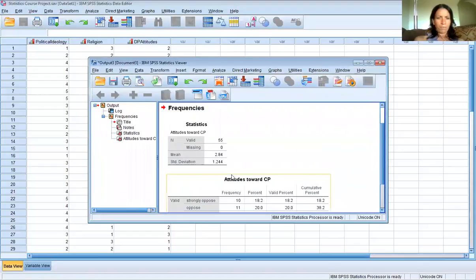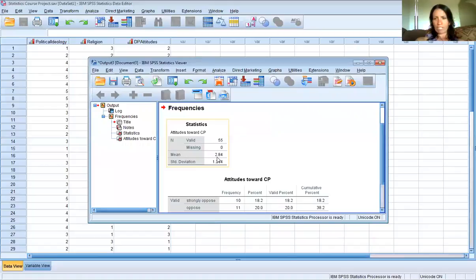Okay, there we go. So we know that the mean, out of 5, it's a 1 to 5 scale of support for capital punishment, with higher values meaning more support. So 2.84 means that people are moderate, slightly opposed in my sample, but remember my data are fake. Standard deviation is 1.244, and you see this information.